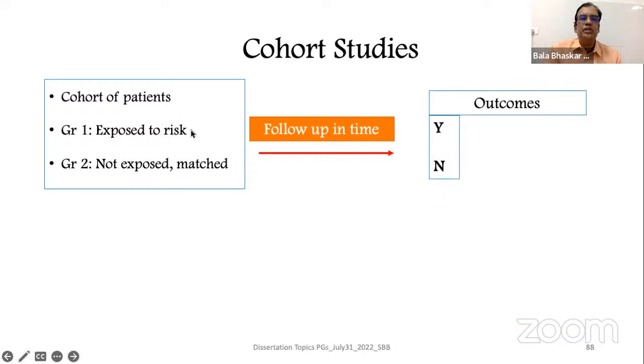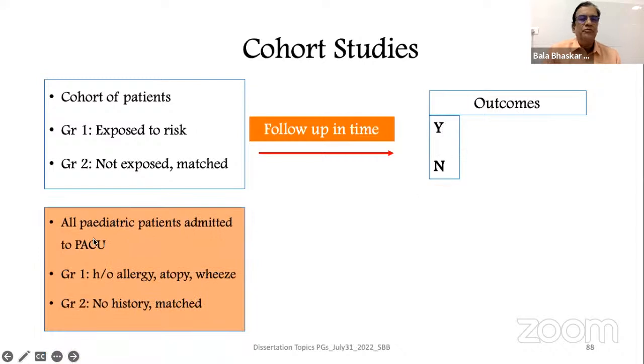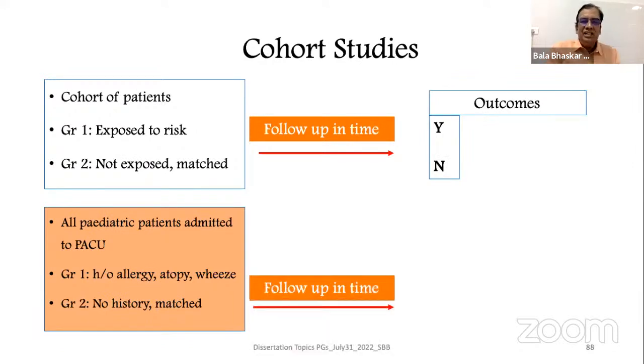So those who are exposed to a particular drug or risk or technique, they may develop an outcome, they may not develop an outcome. Those who are not exposed also, they may develop an outcome and they may not develop an outcome. For example, you can have all the pediatric patients admitted to the PACU, okay, the post-anesthesia care unit. So what you can do is just observe. You are not doing anything. You try to find out the history of allergy, atopy, or wheeze in the pediatric patients. So there could be one set of about 20 patients, or one about 6 months, who have history of allergy, atopy, and wheeze. Okay, then try to follow.